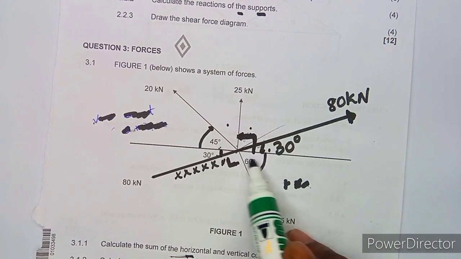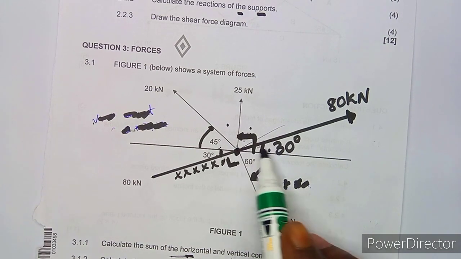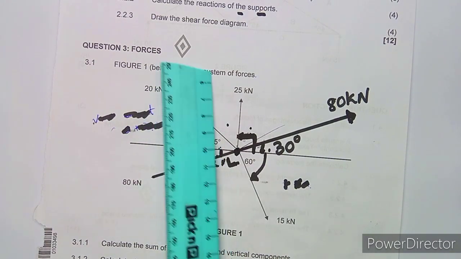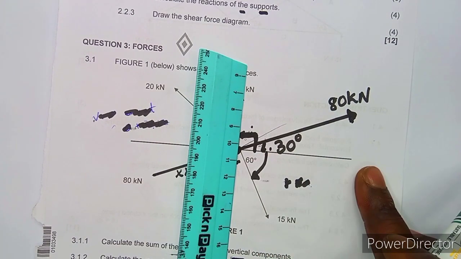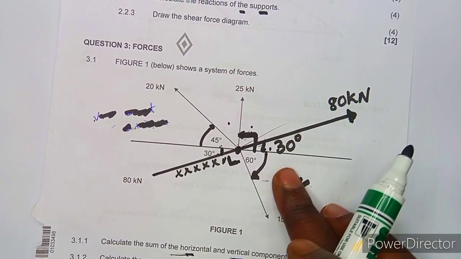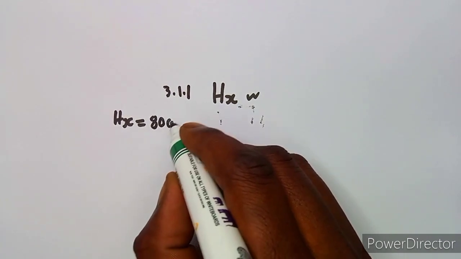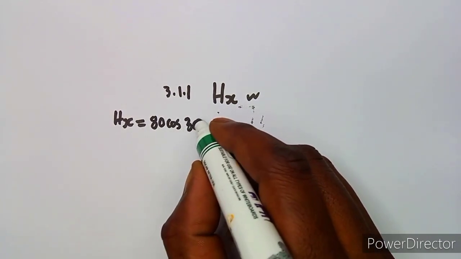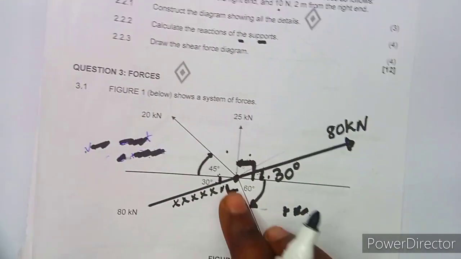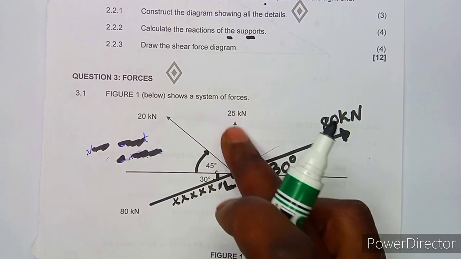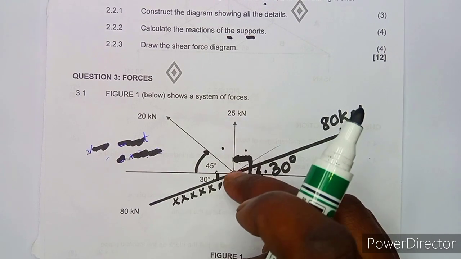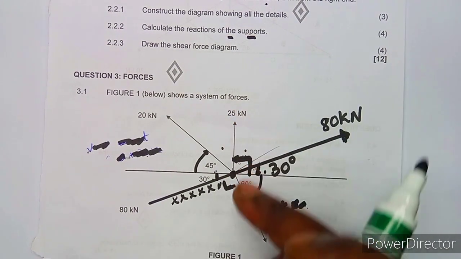So this is the horizontal, from this point here going in this direction. Take note, guys, from this point here in this direction is positive. So it's 80 cos 30 degrees, and it's positive. And we cannot take this one because it's a vertical. Like I was saying, this is a vertical, so 25 is totally out because it's a vertical.